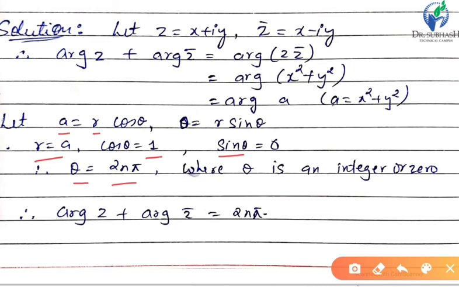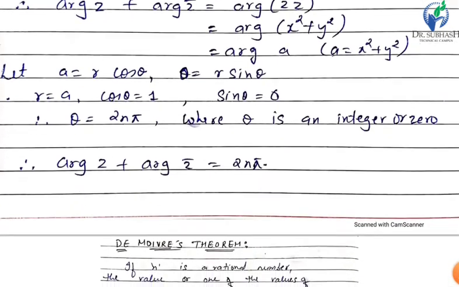Okay, so if I am taking n equal to 1, 2, 3, 4, any number n I will take, then cos theta will always be equal to 1, and sin theta will always be equal to 0. So theta is either an integer multiple of 2π or 0. Therefore we can write argument of z plus argument of z bar equal to 2nπ. Hence we have proved the example.